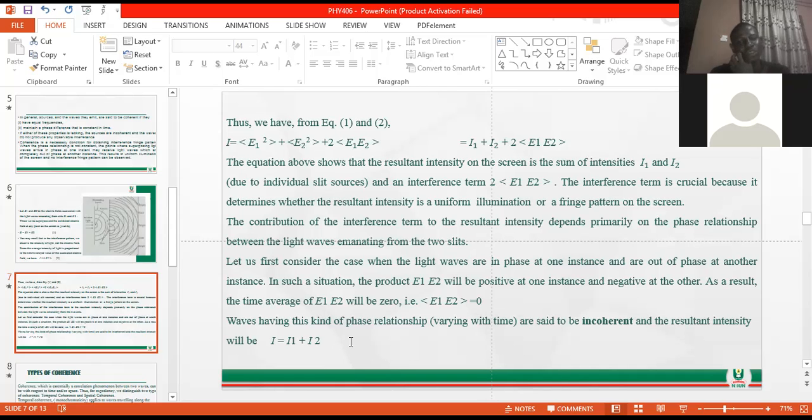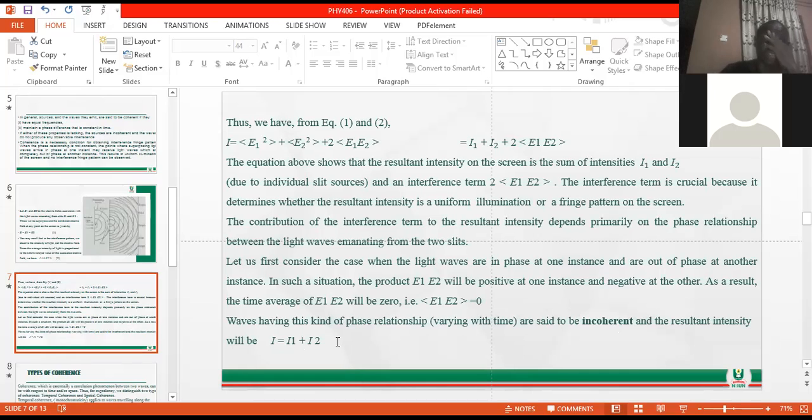That means when they are out of phase, when the product of E1 and E2 is negative, they will cancel out each other, so the interference term will be 0. The waves of this kind of phase relationship are said to be incoherent, and the resultant intensity is given as I equals I1 plus I2.